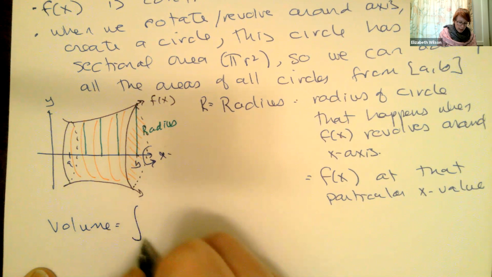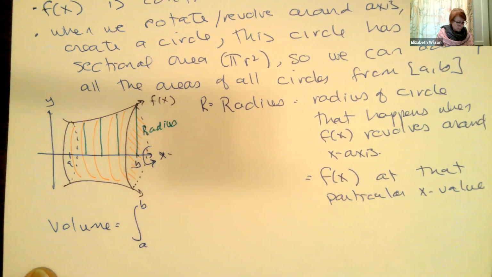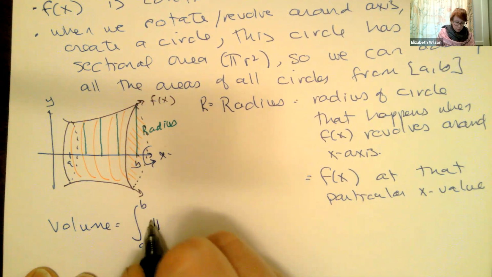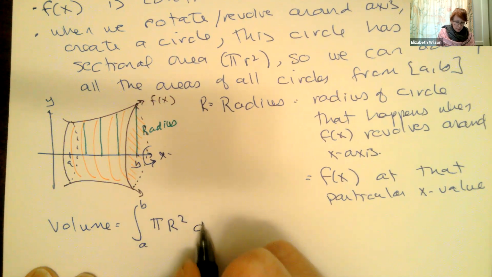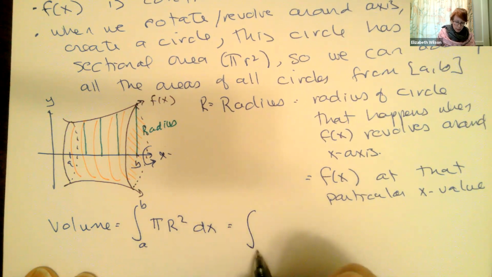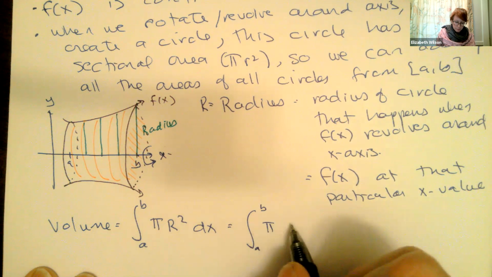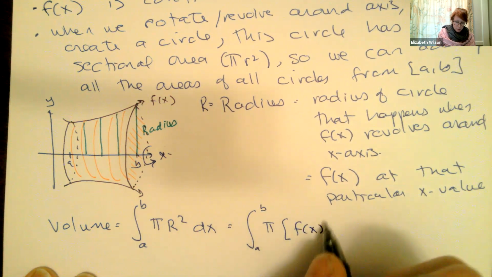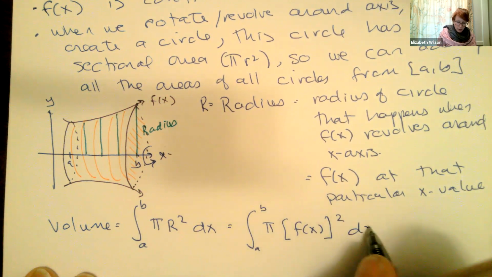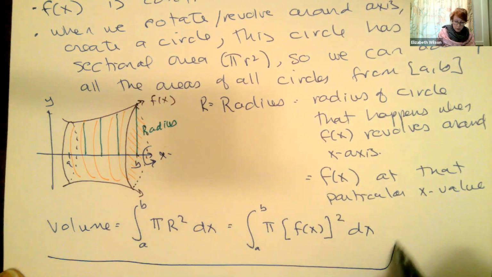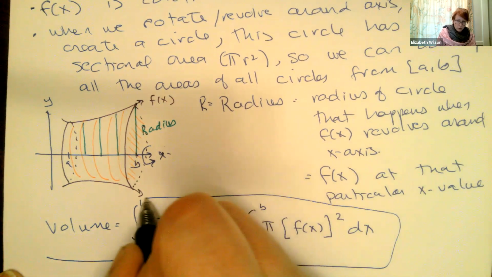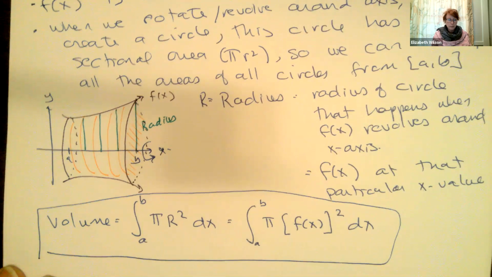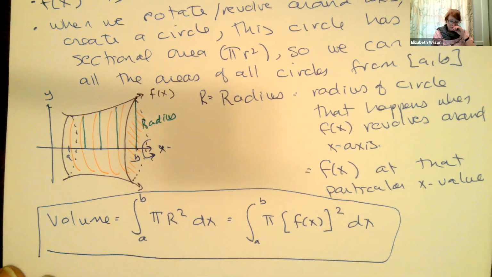I'm going to integrate, adding up all of those circles from a to b, pi r squared dx, which is really equal to the integral from a to b of pi times my function of x squared dx. This is my volume of revolution using the disk method as I go around a horizontal axis. I'll let you finish writing that and then we'll do an example.